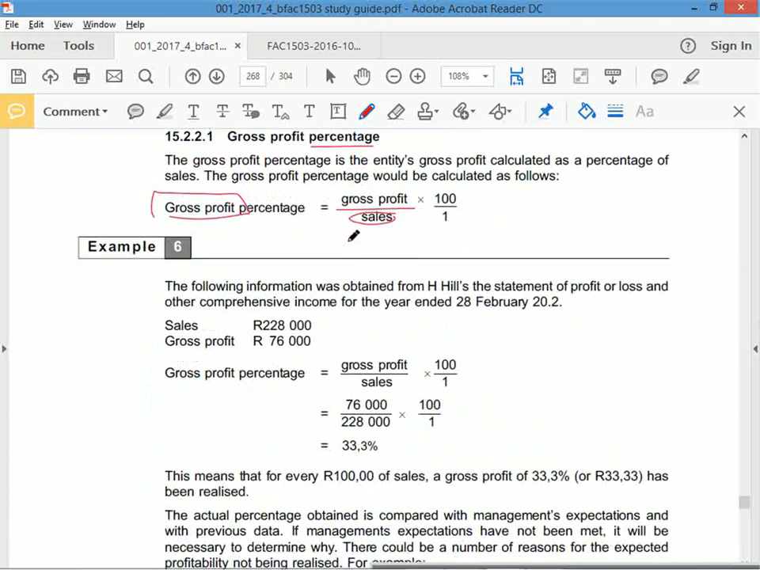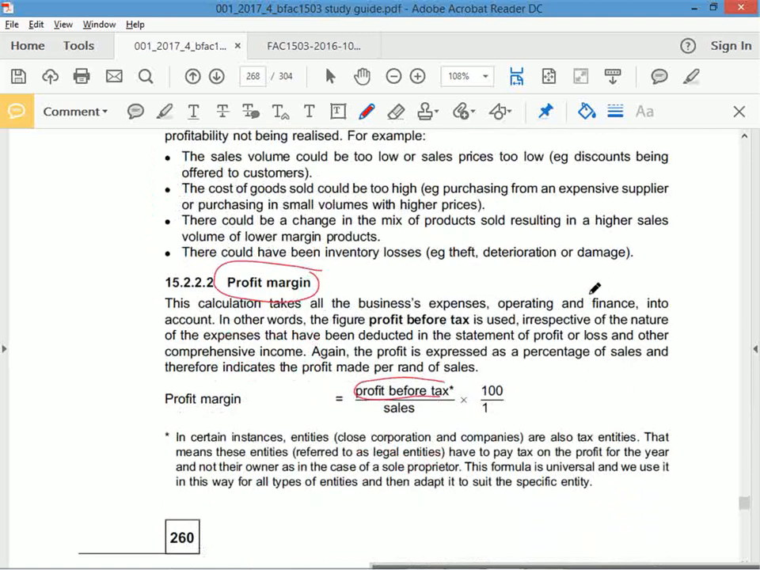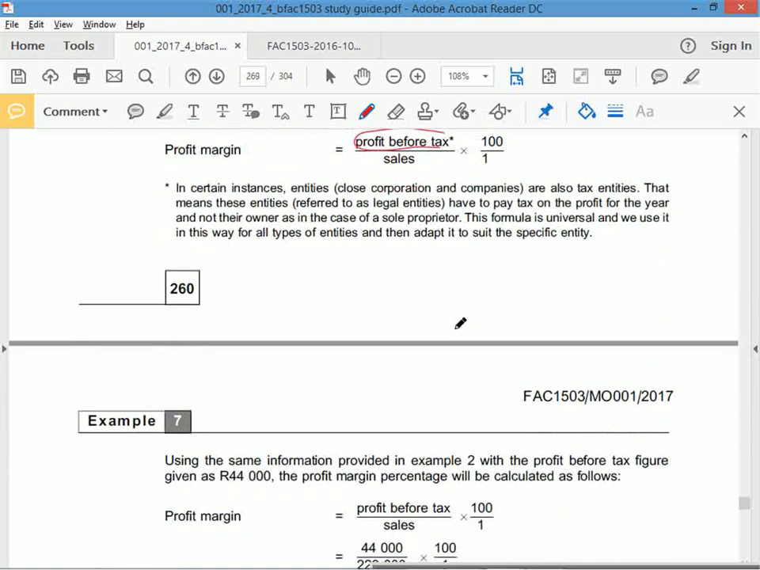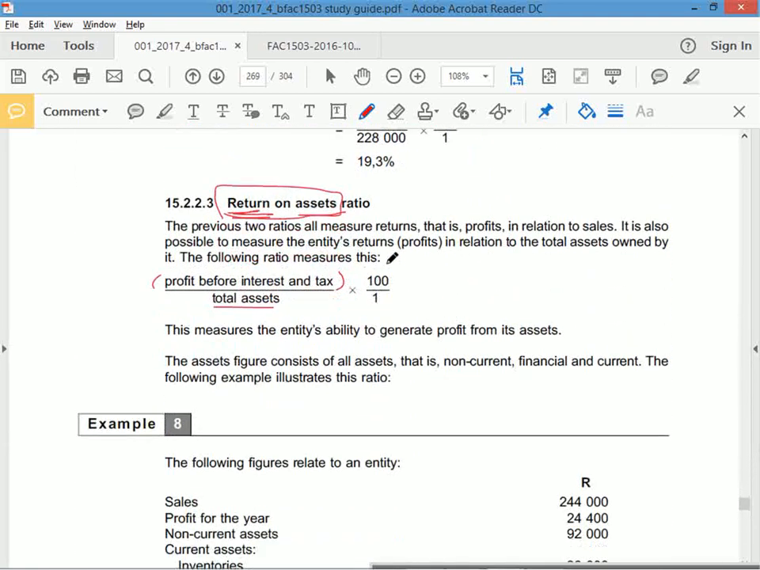Okay, gross profit percentage. Do you want this to be bigger or smaller? Big. Correct. The bigger the percentage, the more profit we're making. Same thing here. Profit margin, the bigger the percentage, the more profit margin we're making. Return on assets, the bigger the ratio, the more return that we're making on our assets. So you always want these to be bigger than smaller.